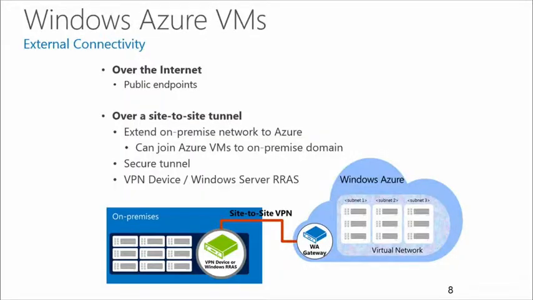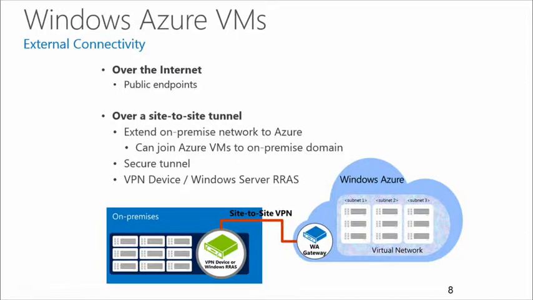Something else that I wanted to describe is we have external connectivity to these Windows Azure VMs. So you can connect to these VMs over the internet, right? You can create what is called a public endpoint, and you can just connect to them over that endpoint. Or you can have a site-to-site tunnel for secure connectivity between your on-premise environment and Windows Azure.